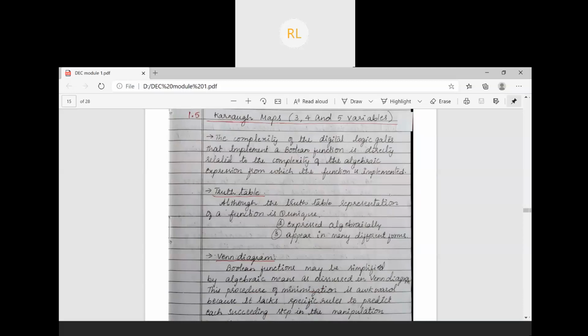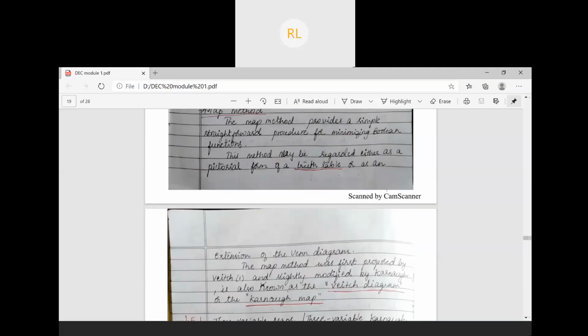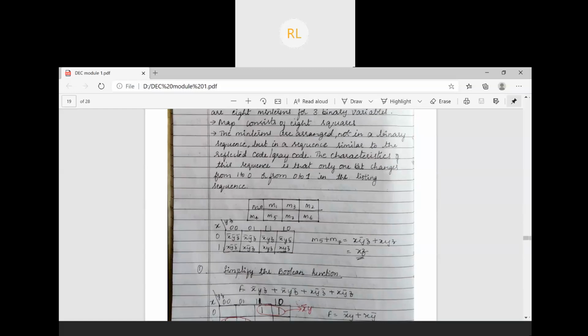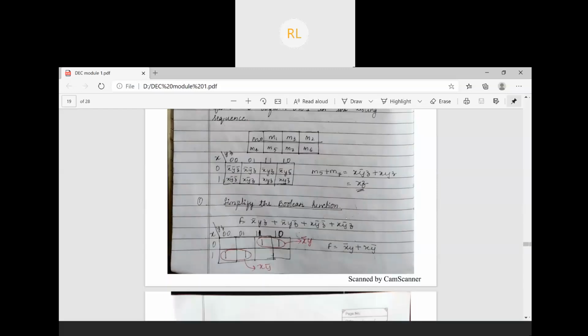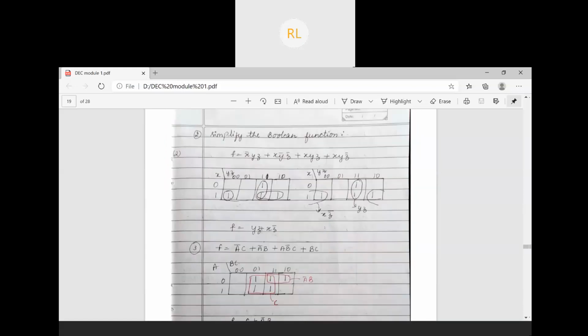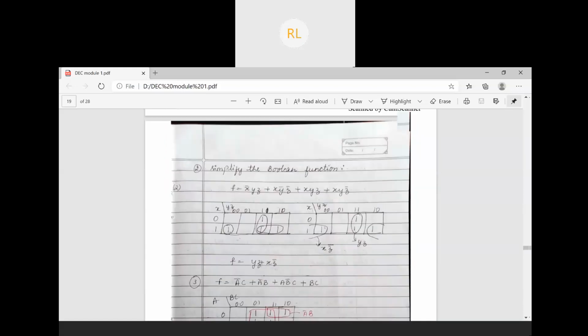So we had started off with this, and we had looked into one of the problems here, isn't it? And we solved x bar y plus x y bar, and we also saw this second problem. Now, is there any doubt in the second problem? Simplify the Boolean function. The second one, this one, do we have any doubts?